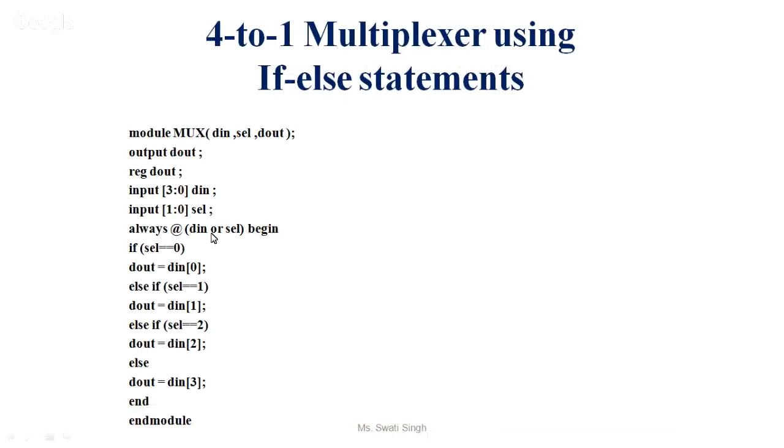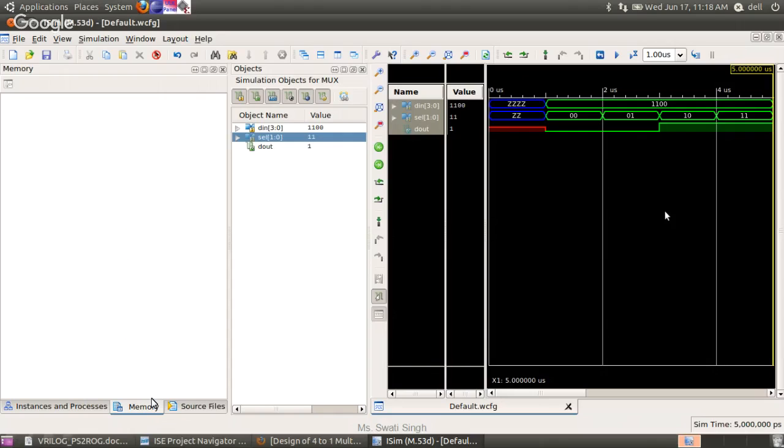Now always at the change of D in or select. If there is a change in D in or select, it will begin. If select equal to 0, means if the select lines are 0, 0, select lines means S1 and S0 are 0, then your D out equal to D in 0, because your D in is the input and it has 4 bits. So if select equal to 0, then D out equal to D in 0. Similarly, else if select equal to 1, then D out equal to D in 1, and so on. You can see the behavior simulation.